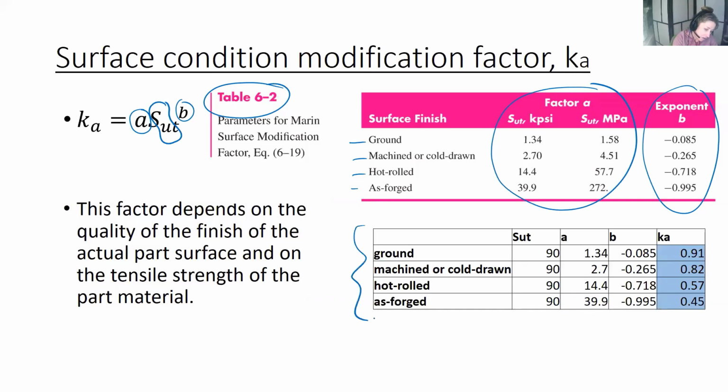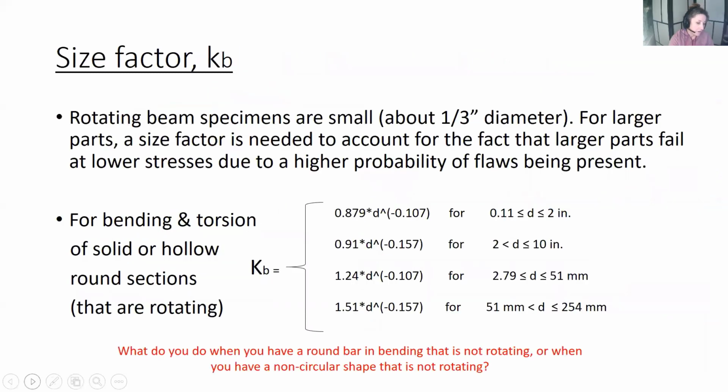And I made this chart just because I was curious how these different surface finishes affect Ka. So you'll see that the best case for our components in terms of surface condition is ground. Then machined or cold drawn, then hot rolled, and then as forged would be the worst case. So that Ka being 0.45 would really drag down the endurance limit. Size factor Kb, this is probably the weirdest factor, so we'll do a little example.